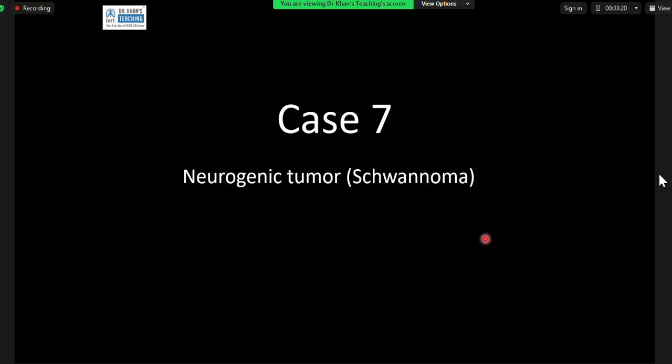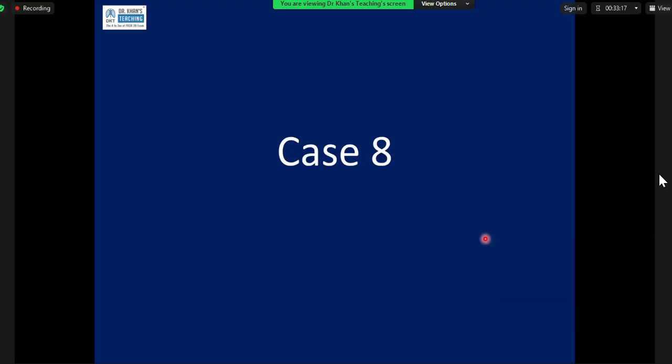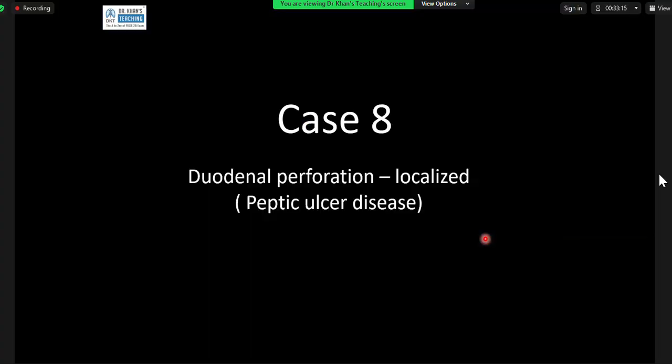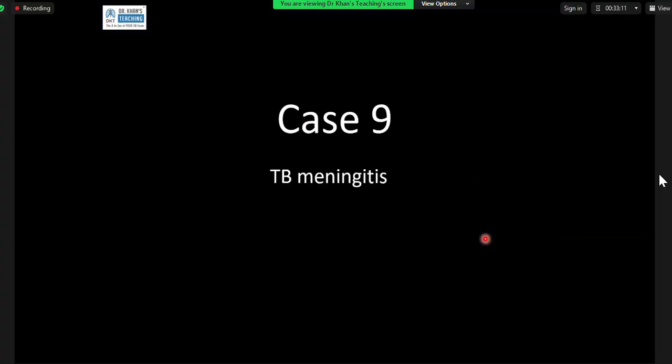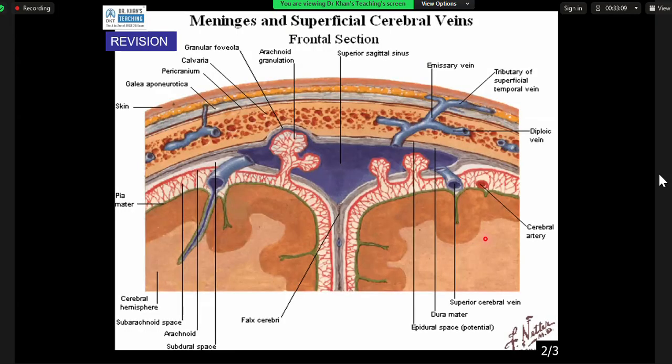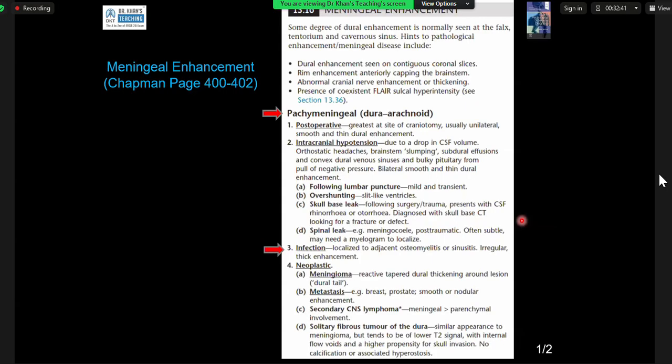These are old cases: neurogenic tumor, schwannoma, inferior rib notching. Case 8 was duodenal perforation. It was peptic ulcer disease. This is TB meningitis. So just a quick recap. Dura and arachnoid together are known as pachymeninges, and arachnoid and pia are known as leptomeninges. And please remember that the vessels are in the subarachnoid space. So pia is inside and arachnoid will be outside. So when you see a vessel, that will be in the subarachnoid space.